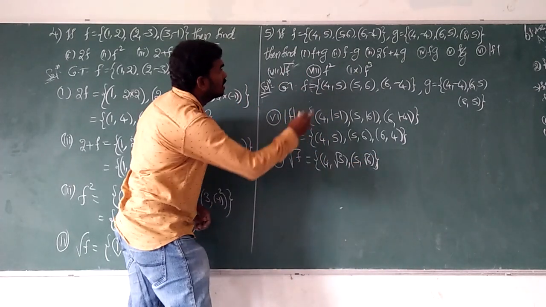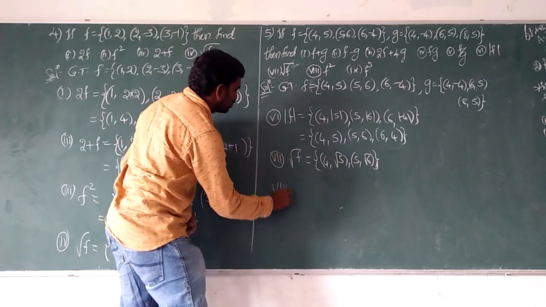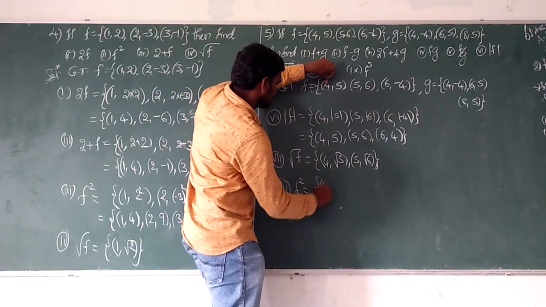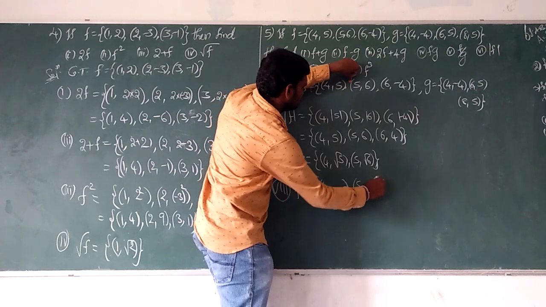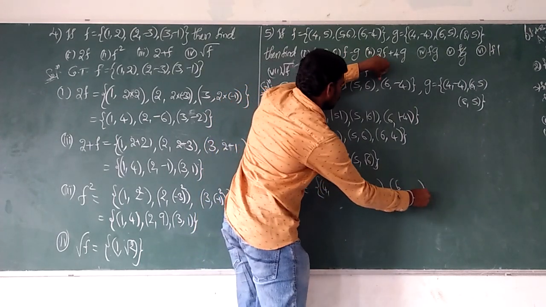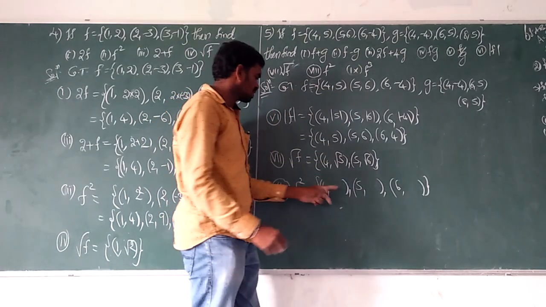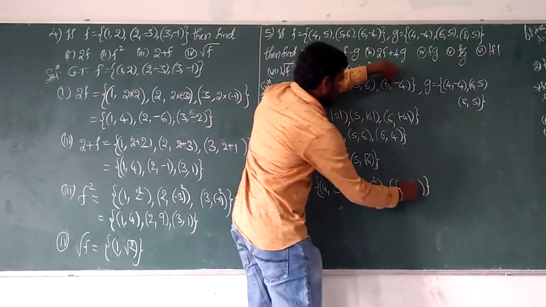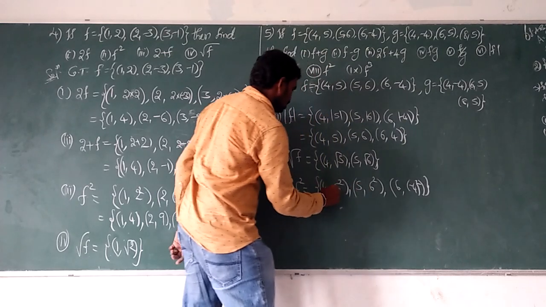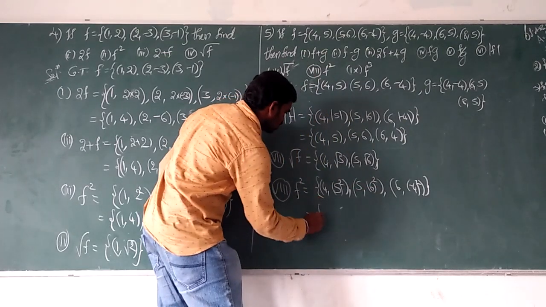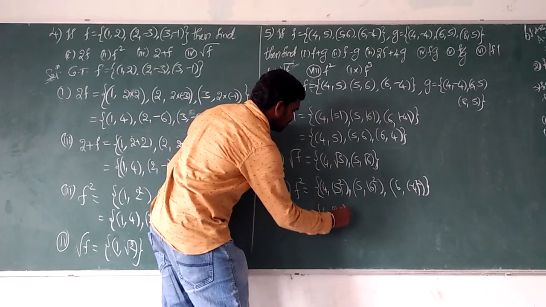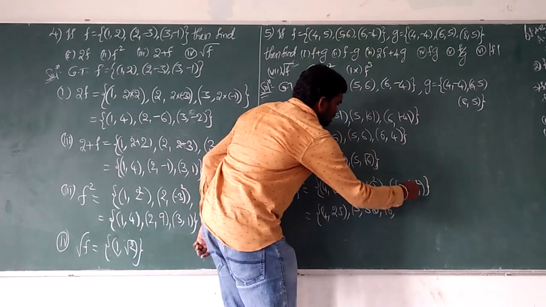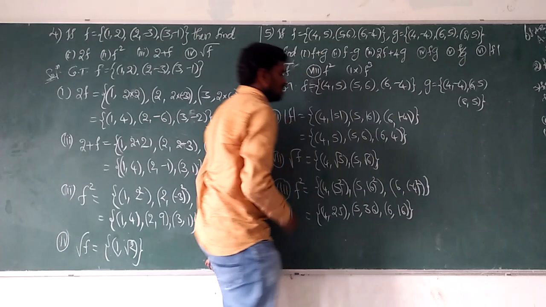That's it. And then f square, the 8th one. So f square means what? Same. First of all, write down the first elements: 4 comma, 5 comma, and 6 comma. What is the second element? F square, so square can be taken. So 5 square, 6 square, and minus 4 whole square. Which is equal to 4 comma 5 square, which means 25. 5 comma 6 square means 36. 6 comma minus 4 whole square means minus 4 into minus 4, 16.